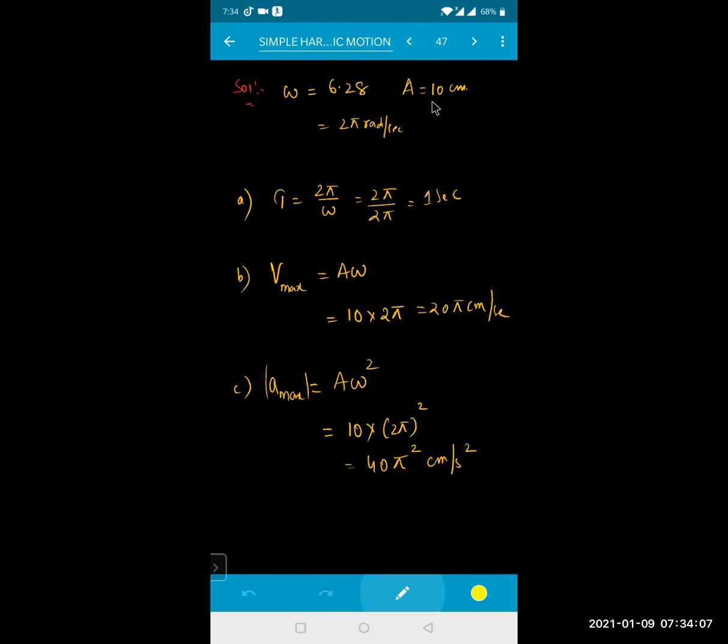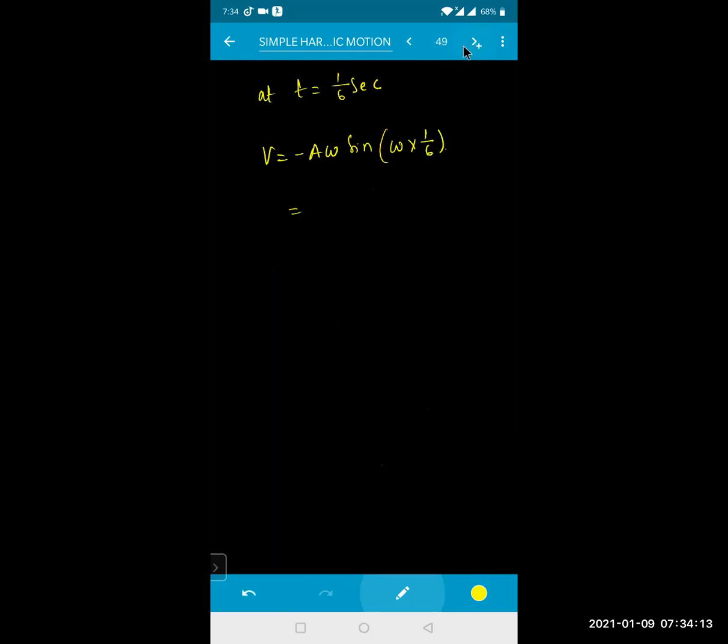Amplitude is given as how much in the problem? 10 centimeters. And the omega value is how much? 2 pi. So it is minus of 10 into 2 pi into sine.